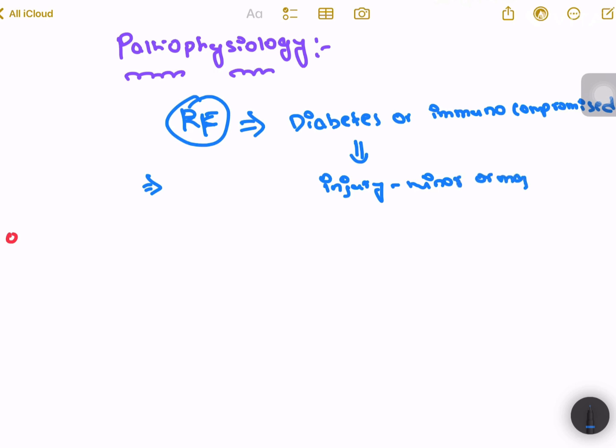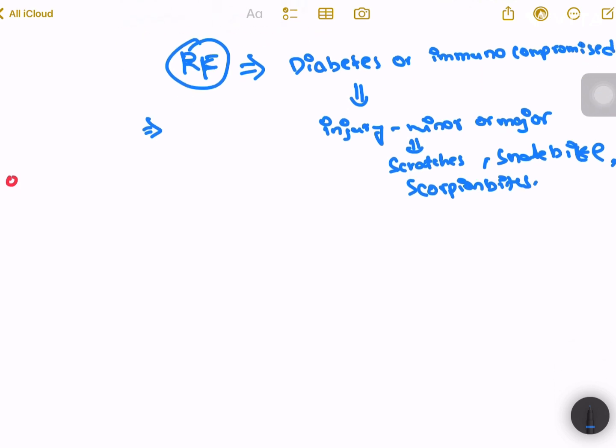Either minor or major injuries, scratches, or animal bites like snake bite, scorpion bites. So it acts as a portal of entry for organisms like streptococcus or staphylococcus, any other organisms. These organisms will enter into the subcutaneous tissue and cause inflammation.